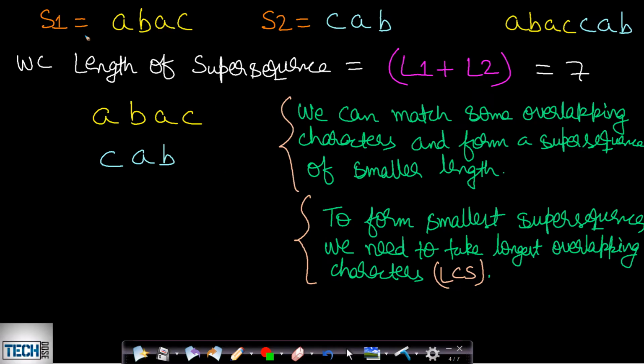I hope you understood what a supersequence is, and what goals we are after. Now we can take an example and understand how we find the length of the supersequence. If we assume the same example, string S1 as ABAC and string S2 as CAB, then in the worst case, the supersequence will be these two strings S1 and S2 added side by side, which is ABACCAB. Then the length of the supersequence will be the length of S1 plus the length of S2, which is 7 in this case. This is the longest supersequence possible, but we want to minimize its length. So how do we minimize it?